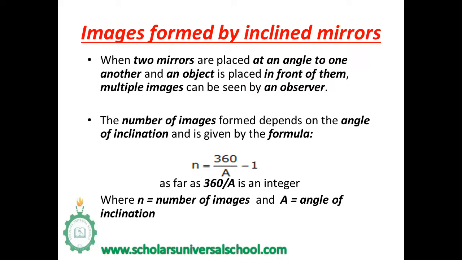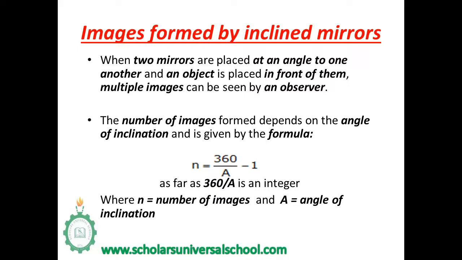Different numbers of images. The number of images formed is denoted by the formula n equals 360 over a minus 1. Now this formula will only work if 360 over a gives you an integer. For example, if you have an angle of 30 degrees, 360 divided by 30 will give you 12, which means what? 360 over a is an integer. That means this formula will work for inclining at an angle of 30 degrees.